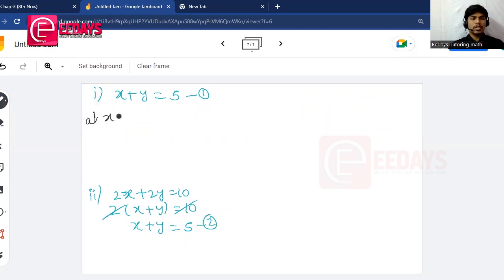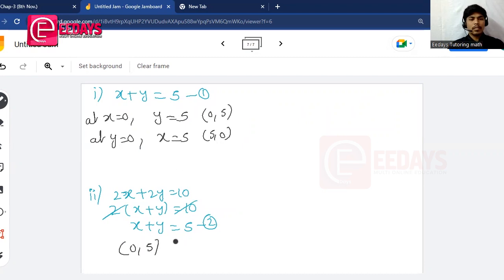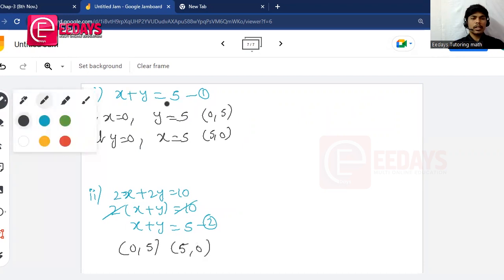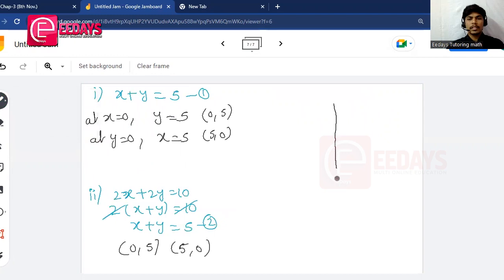At x is equal to 0, you'll get y is equal to 5. At y is equal to 0, you'll get x is equal to 5. So the two points are 0 comma 5 and 5 comma 0. Here also you'll get the same points, 0 comma 5, because both equations are the same. For coincident lines, let's make a simple graph here.